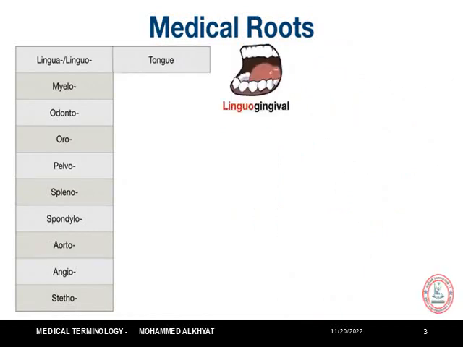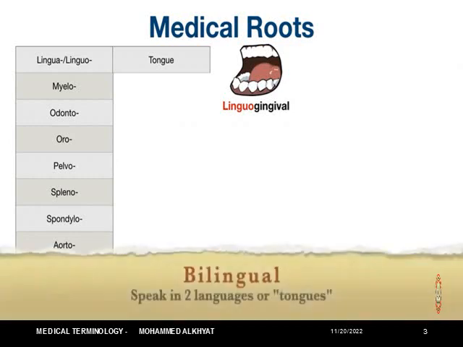First, we have lingua or linguo, which means tongue. We can use the example linguogingival because we now know what gingivo means. We know gingivo refers to the gums, and linguo refers to the tongue. So linguogingival pertains to the tongue and gums. You can also think of the word bilingual, which is the ability to speak in two languages or tongues.